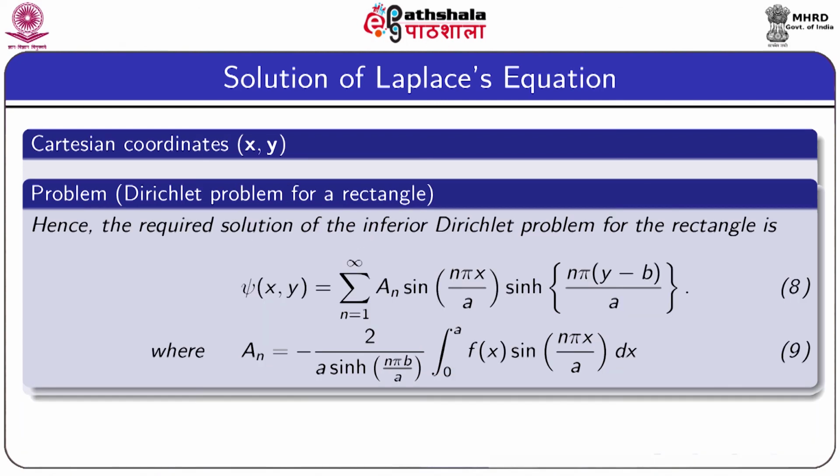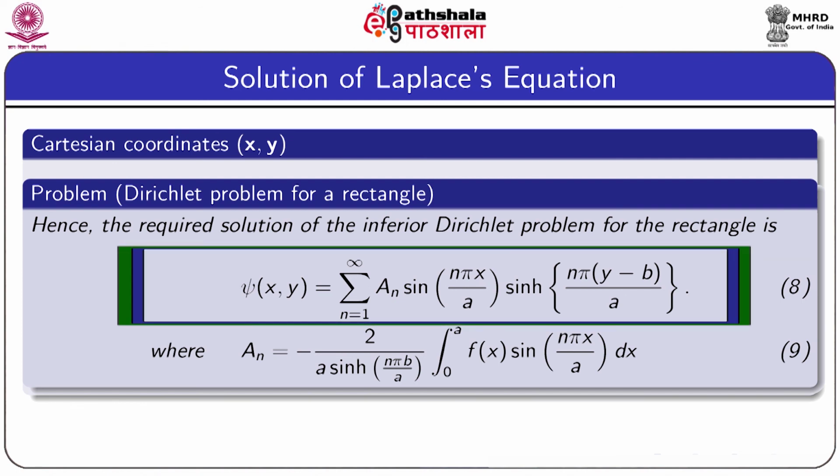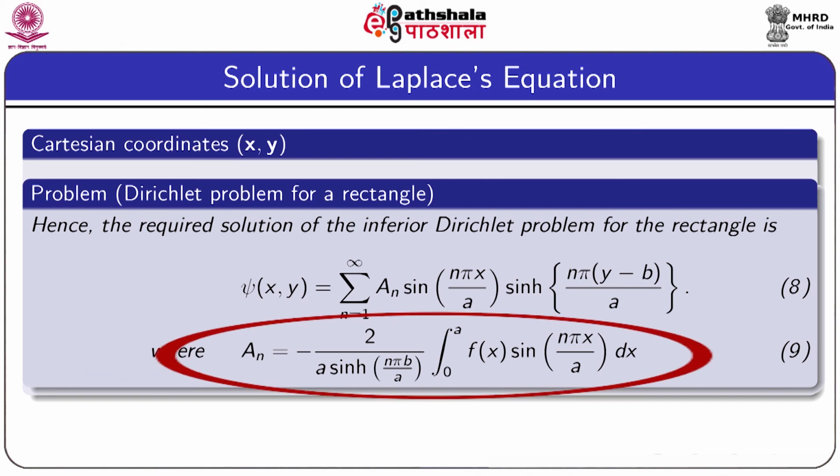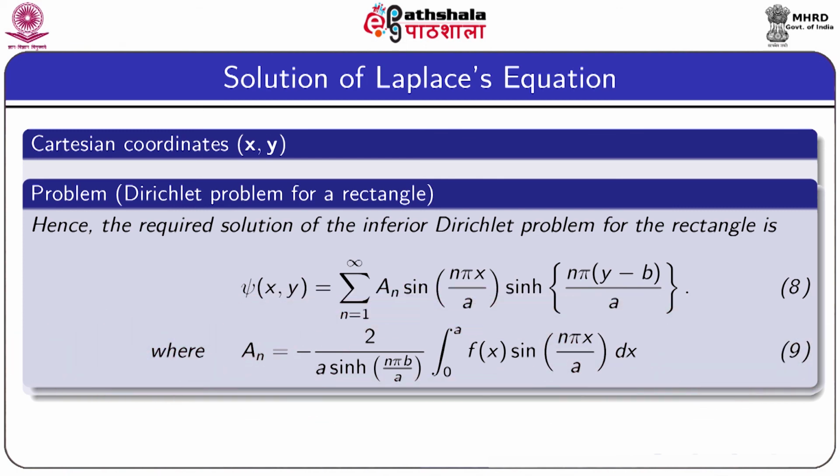Thus, the required solution of the interior Dirichlet problem for the rectangle boundaries becomes psi equals sum over n of A_n sin(n pi x by a) sinh(n pi (y minus b) by a), where A_n equals minus 2 divided by a sinh(n pi b by a) times the integral from 0 to a of f(x) sin(n pi x by a) dx.